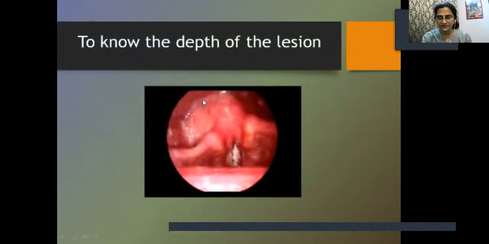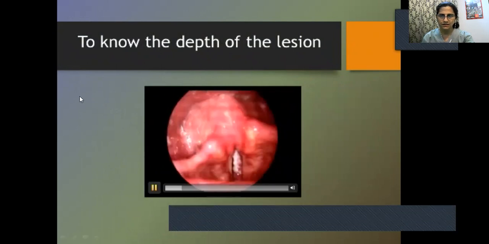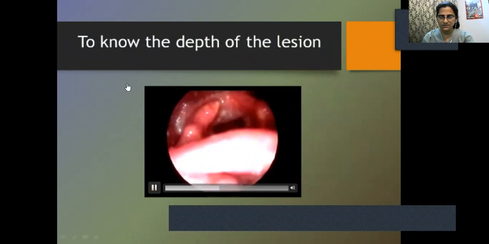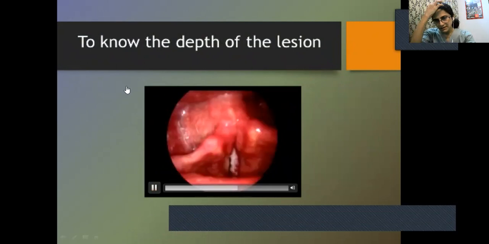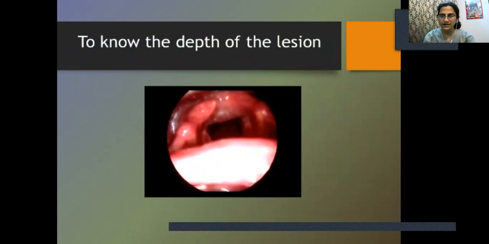It is also effective to know the depth of the lesion. Here, you can see a case of keratosis. You can see that the lesion is very deep. In fact, it could be even extending to the vocal ligament, producing absence of mucosal wave.